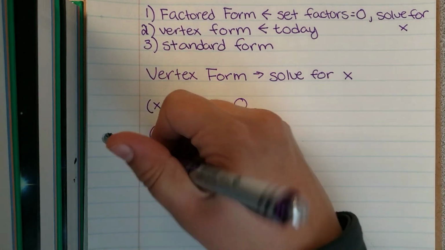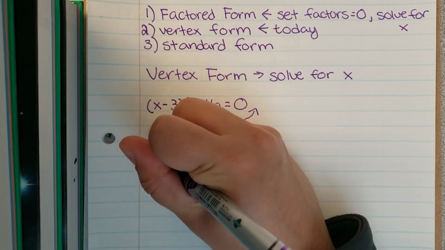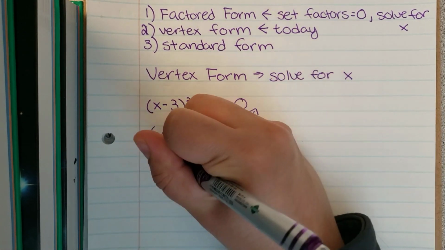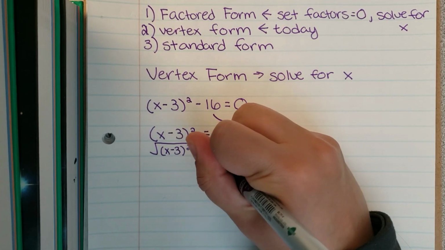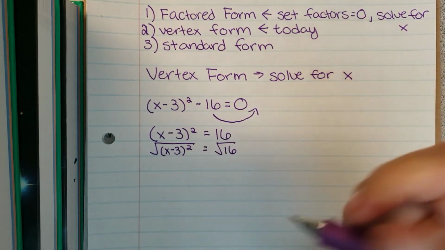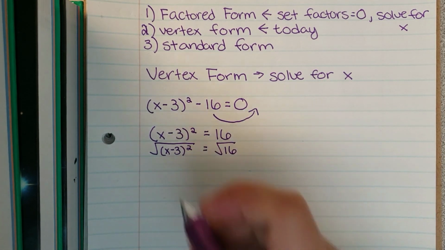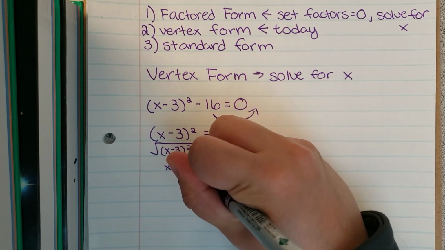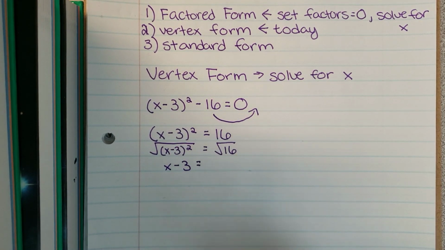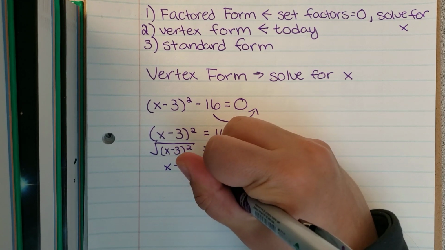So we can take the square root of the left side, the square root of x minus 3 squared, and we can take the square root of the right side. So remember, square root and square cancel each other out, and that leaves us with x minus 3 on the left equals, and the square root of 16 is 4. Don't forget your plus or minus.